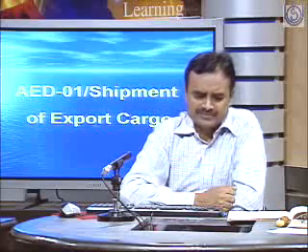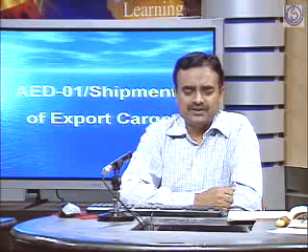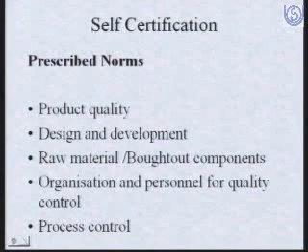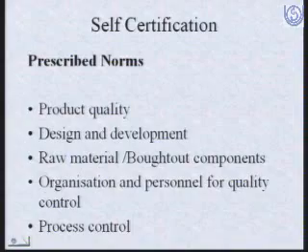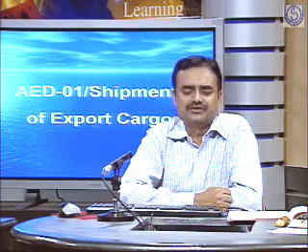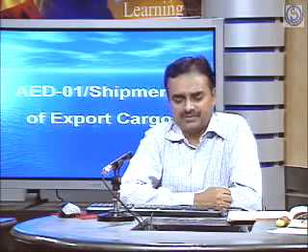The third type of quality control in pre-shipment inspection is self-certification. In self-certification, what happens? The agency prescribes the norms, the standards, and based on those norms, if the unit possesses all of them, then the unit is entitled to, or given the status for, self-certification.